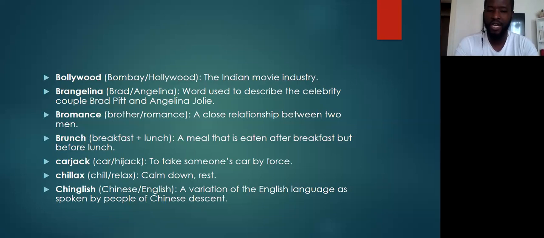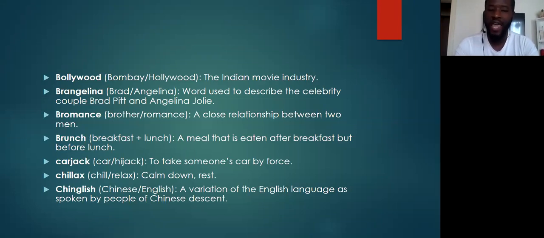And we have carjack. It means car hijack, okay? To take someone's car by force. You are not going to take permission from somebody. So if you have a carjack, it means you took a car from somebody by force. You say, I will take it and I'm not going to ask your permission. That's the meaning of carjack, okay?